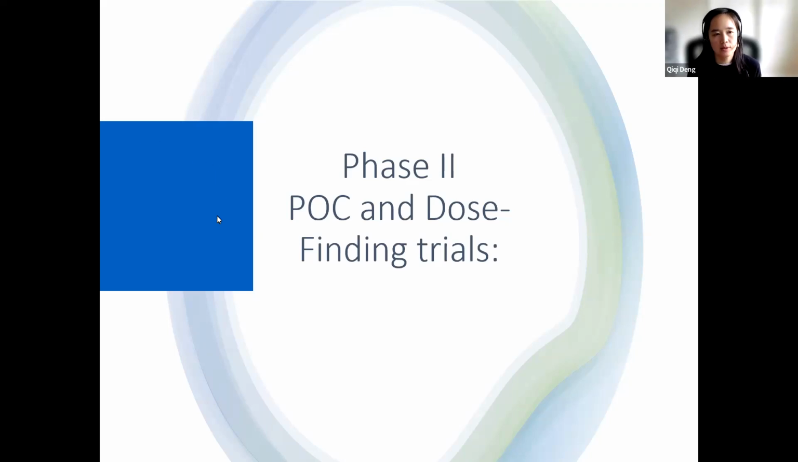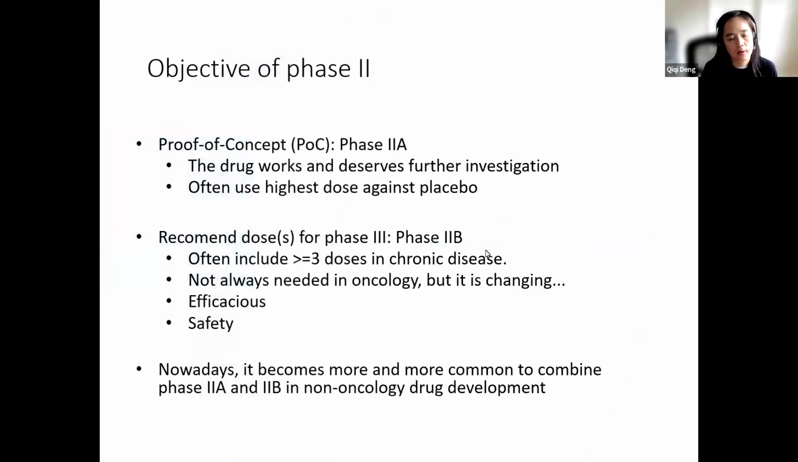Okay. So I will pause here a little bit, and then we can move on to phase 2 study. For phase 2 study, the research question is going to be changed from phase 1. For phase 2, there are two primary objectives.